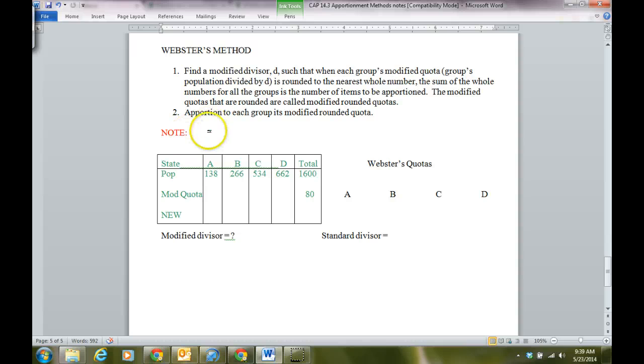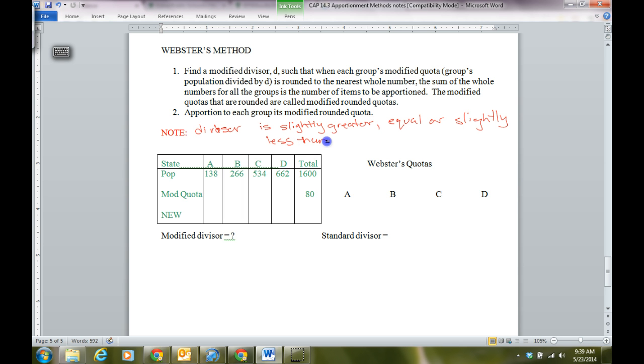But his divisor is any of the following. It could be slightly greater, it can be equal, or it can be slightly less than the standard divisor.